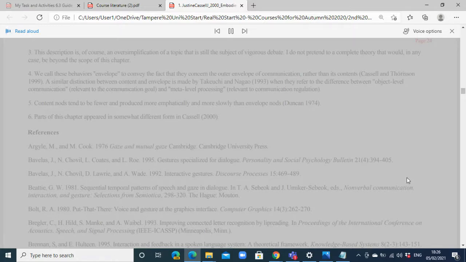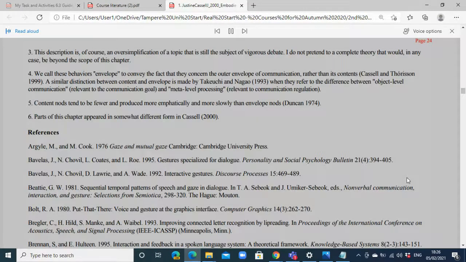1976, Gaze and Mutual Gaze. Cambridge, Cambridge University Press. Bavelas, J. N., Chovil, L., Coates, and L. Rowe. 1995, Gestures Specialized for Dialogue. Personality and Social Psychology Bulletin 21, 394-405. Bavelas, J. N., Chovil, D., Lawrie, and A. Wade. 1992, Interactive Gestures. Discourse Processes 15:469-489. Beattie, G. W. 1981.